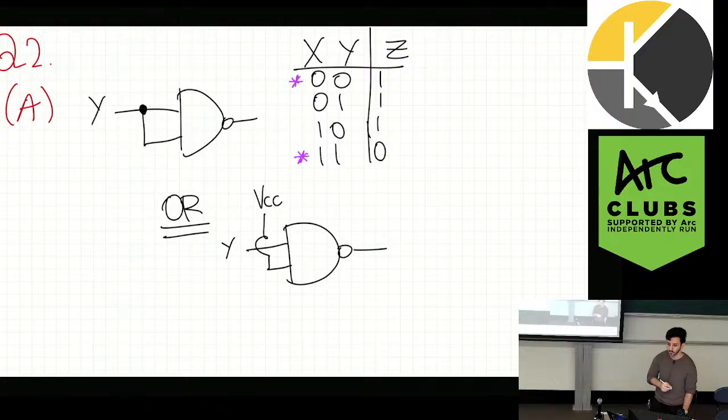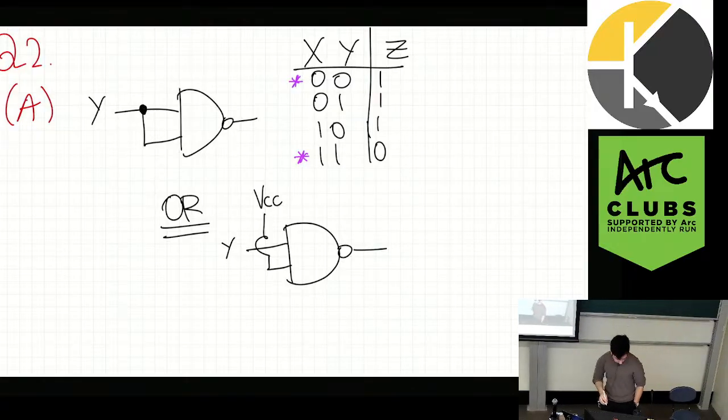Could you also put ground? No, that wouldn't work. Ground wouldn't work because it wouldn't fit any of the cases. If we hold it there, it's just based on the truth table. Cool.